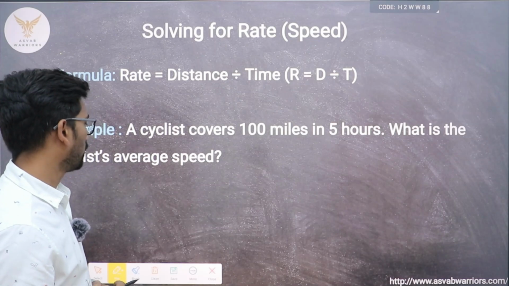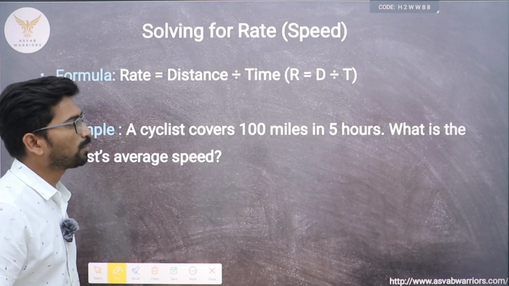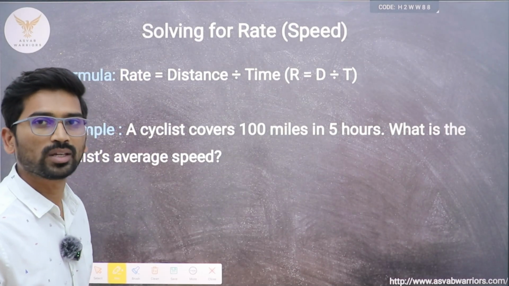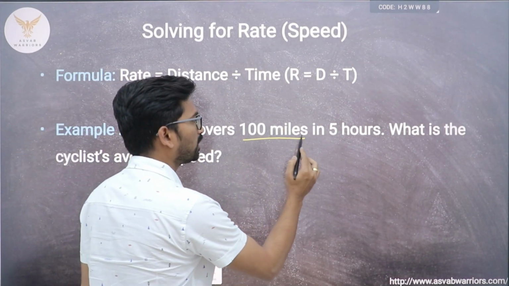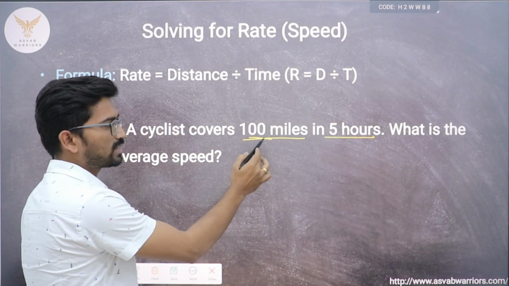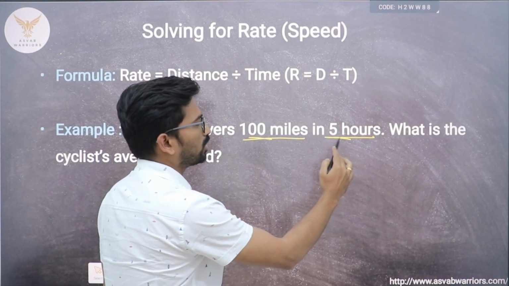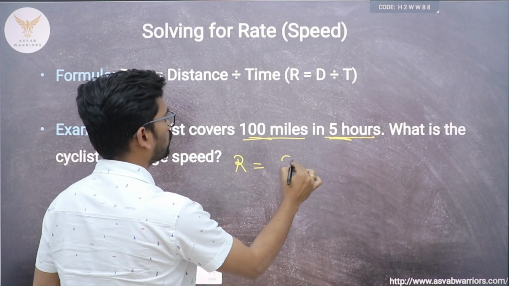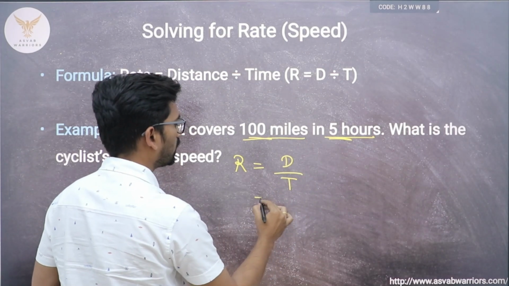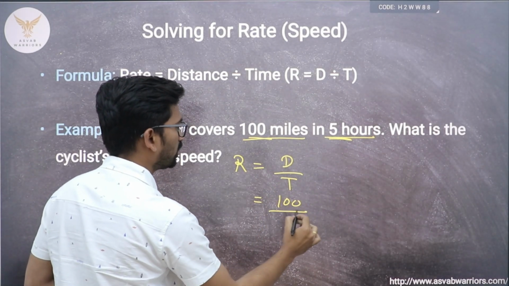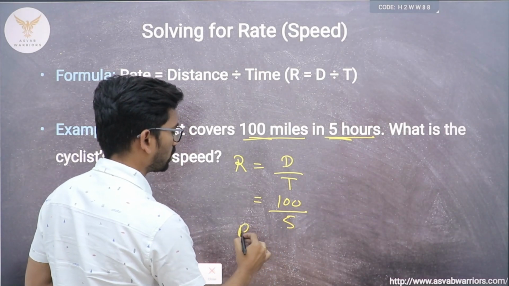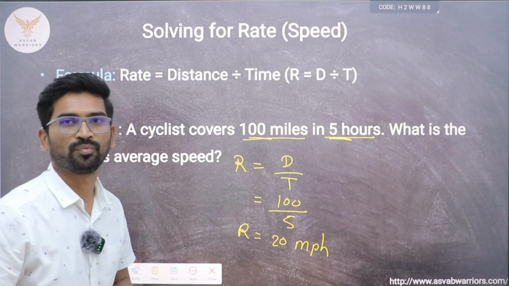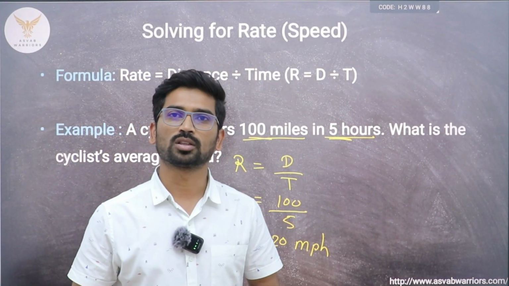Our example is: a cyclist covers 100 miles in 5 hours. What is the cyclist's average speed? Now we have been given that a cyclist covers 100 miles in 5 hours. It means the distance is 100 miles and the time is 5 hours, and we have to find out the rate. We know rate equals distance divided by time. Here distance is 100 miles divided by 5 hours. So we will get our rate as 20 miles per hour. This is how you will solve the questions.